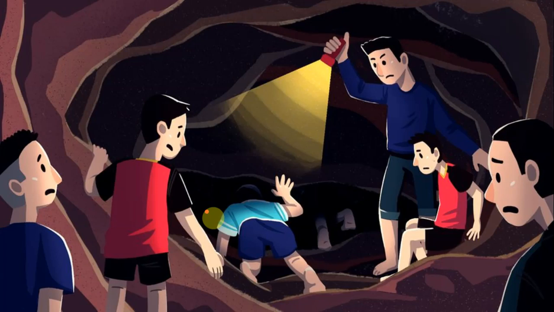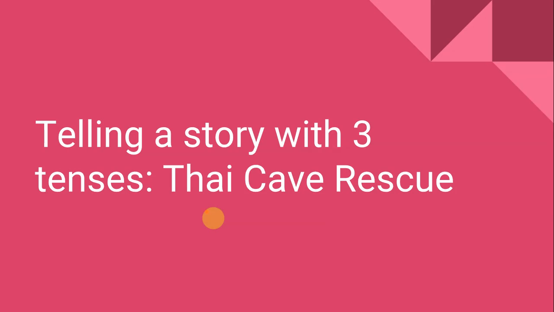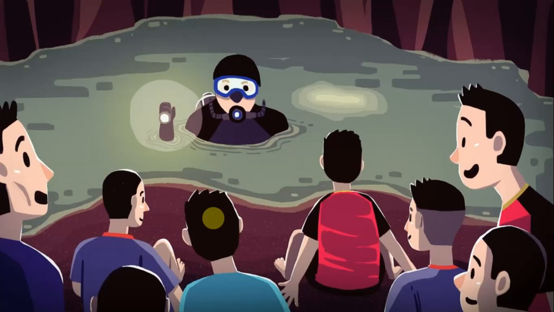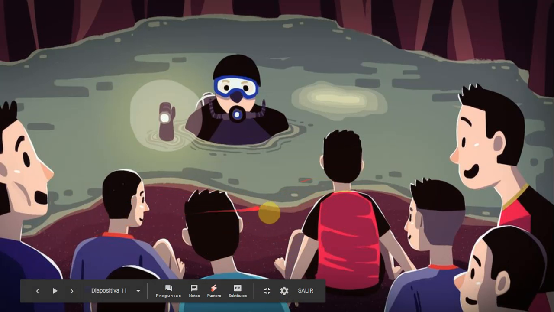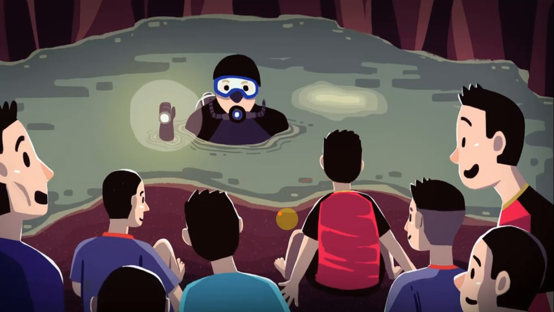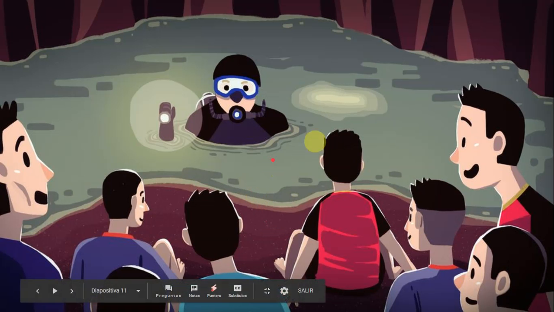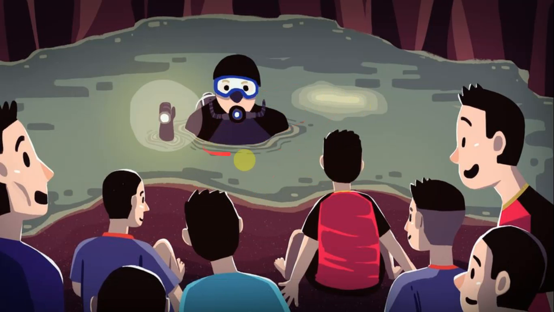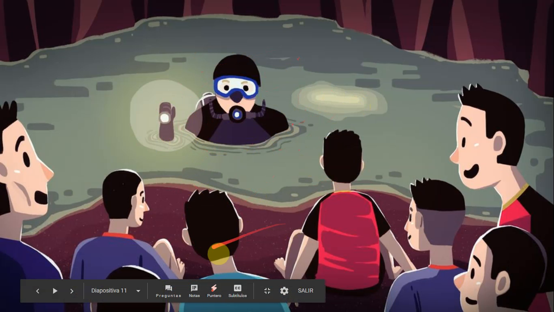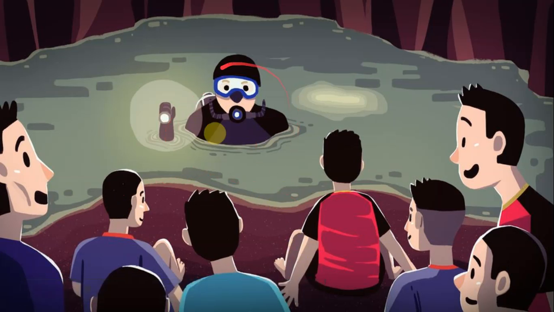So we're going to talk about this same story, the Thai cave rescue, but we're going to be using three tenses, okay? So remember that this story is about a group of boys from a soccer team and their coach that decided to go visit these caves in Thailand, and it was, I think, either before or after rainy season, and obviously they got trapped because it began to rain and the cave became flooded, okay? So obviously there was a mission to rescue this group of boys, and it was a success. All of them survived. There were no accidents, but unfortunately one of the divers passed away in this mission because it was very dangerous.